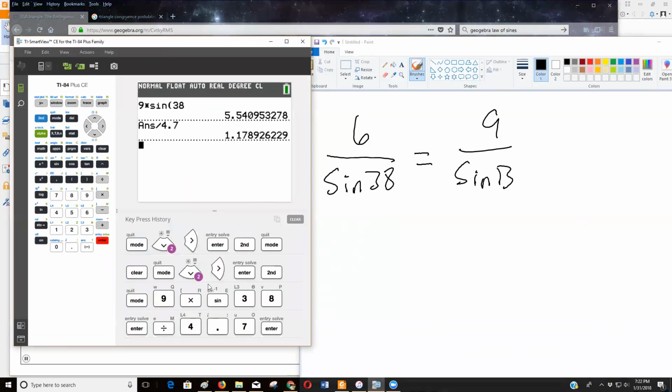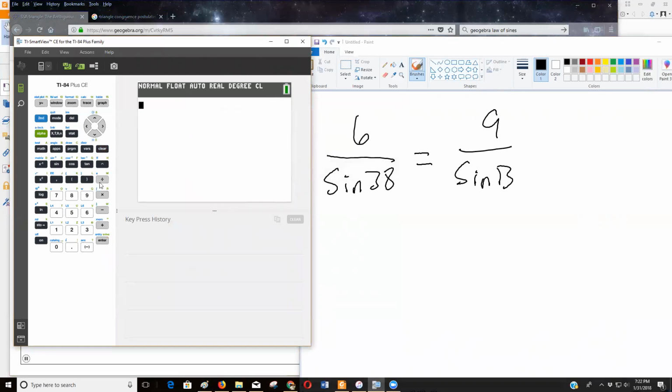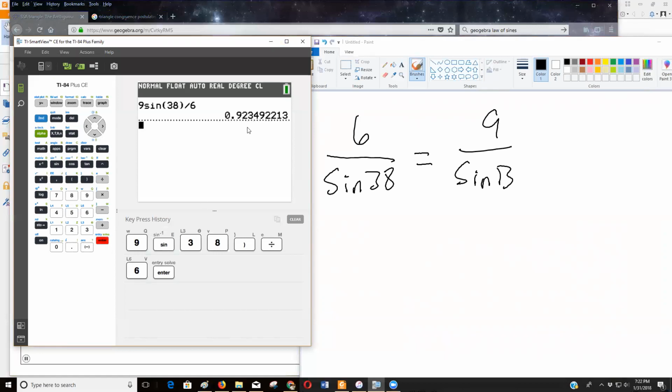So I'm going to do 9 times the sine of 38 divided by 6. I get a number that's less than 1. I can do the arc sine of that, second sine, second answer, and I get 67 degrees. So I think, hey, there's only 1 answer.